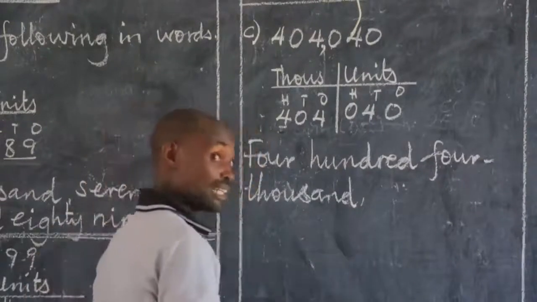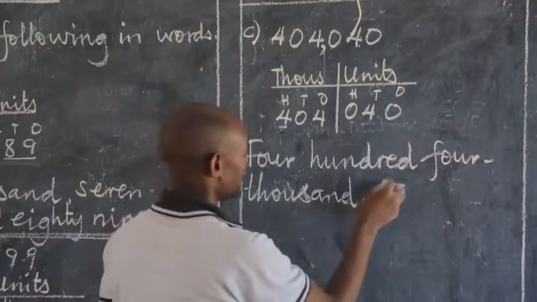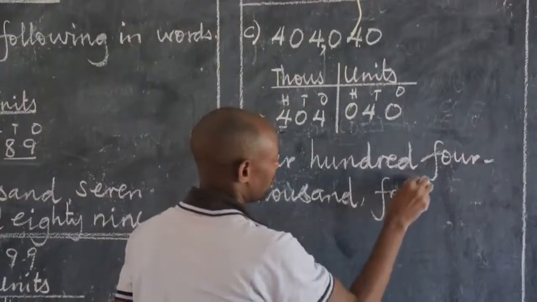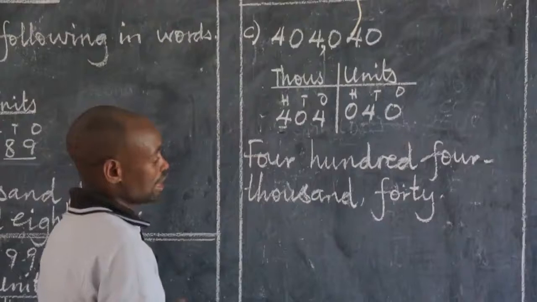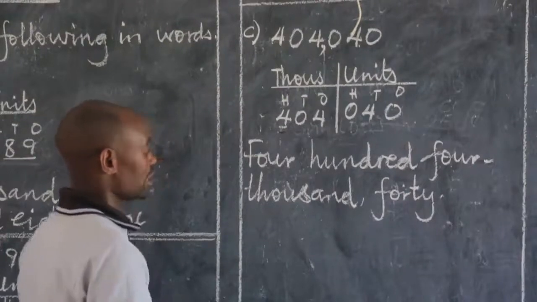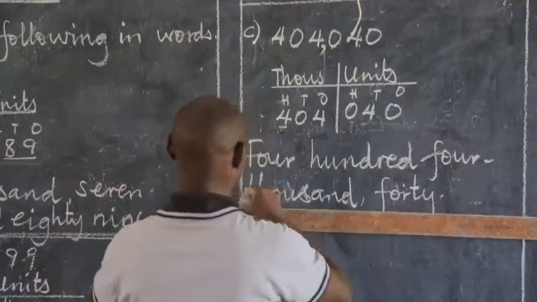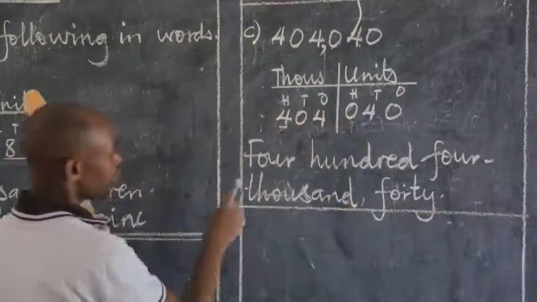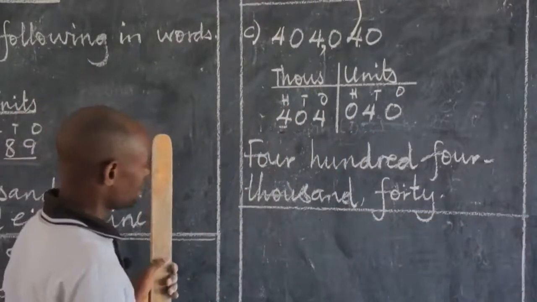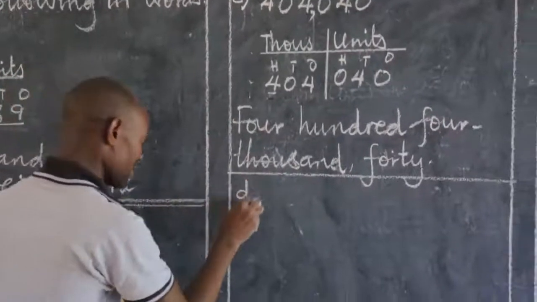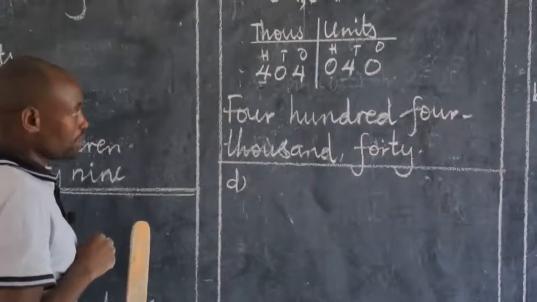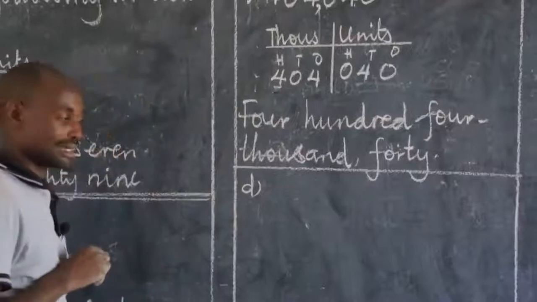Four hundred four thousand, then forty. The spelling of forty also contains very many mistakes. It is F-O-R-T-Y. Have you seen the spelling of forty? F-O-R-T-Y, forty. Therefore, my answer becomes 404,040. See? Another example, which may probably be the second last.